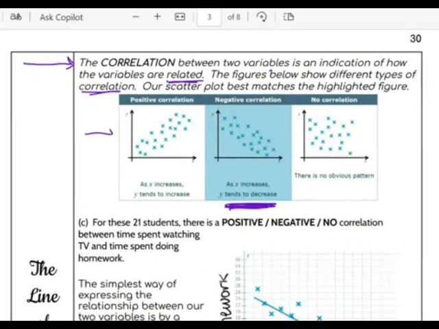So the one on the left here, we have a positive correlation. This shows a positive slope. The one in the center shows a negative slope. And notice this one over to the right, there's really no correlation. I can't draw a line that would best describe this data. No obvious pattern. So my question C here says, for these 21 students, is there a positive, negative, or no correlation between time spent watching TV and time spent doing homework? We would call this a negative correlation.